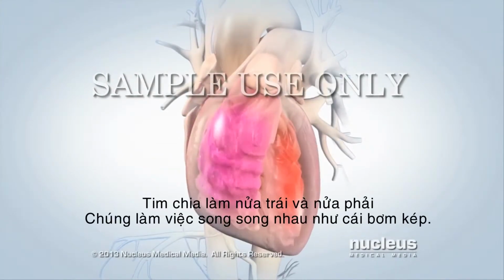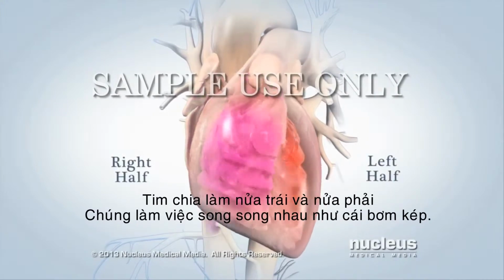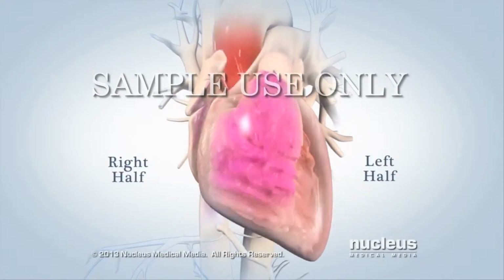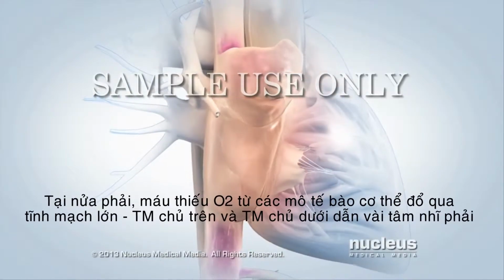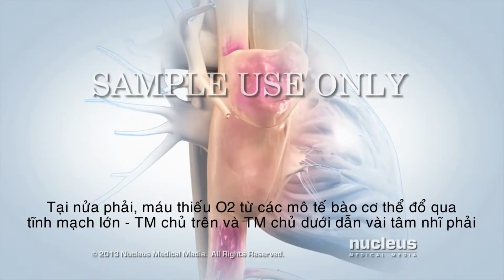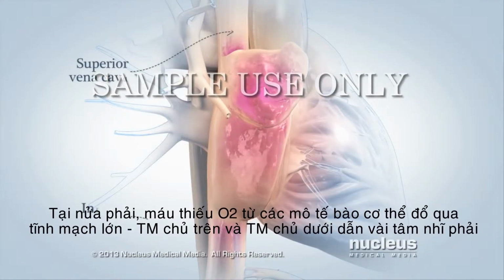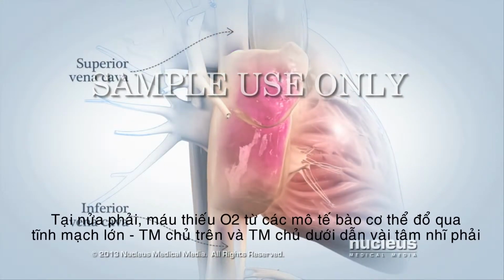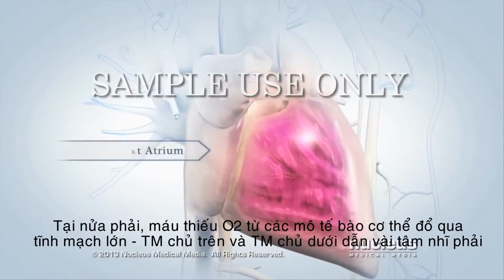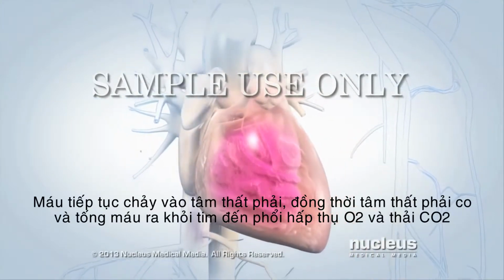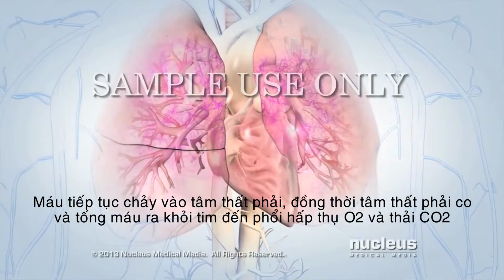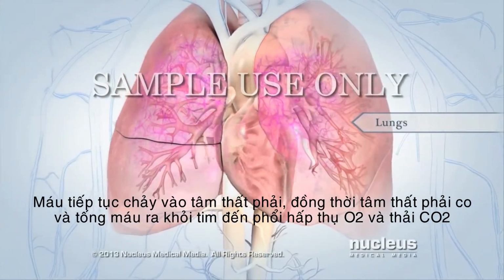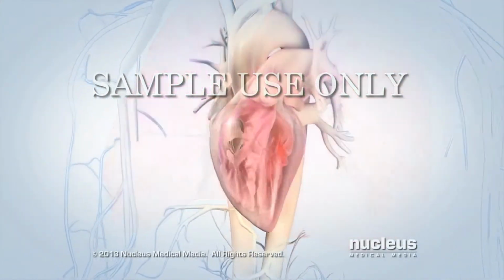Your heart is divided into left and right halves, which work together like a dual pump. On the right side of your heart, deoxygenated blood from your body's tissues flows through large veins, called the superior and inferior vena cava, into your right atrium. Next, the blood moves into your right ventricle, which contracts and sends blood out of your heart to your lungs to gather oxygen and get rid of carbon dioxide.